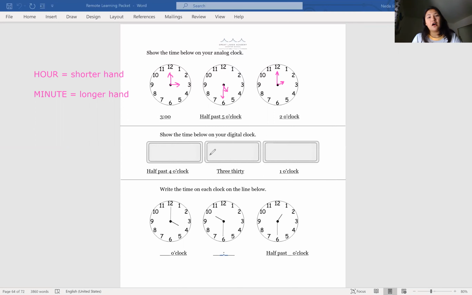All right, now let's work with our digital clocks. So I see on this next part that I see 3 digital clocks. Let's read the directions first to make sure we don't get tricked. It says, read it with me, show the time below on your digital clock. Go ahead and pause and solve now.